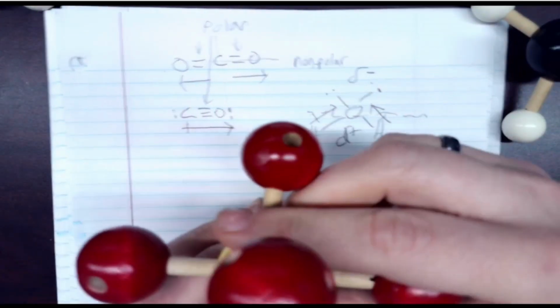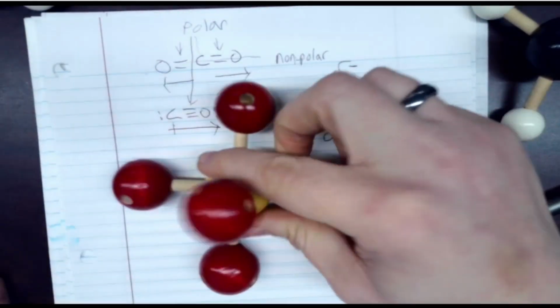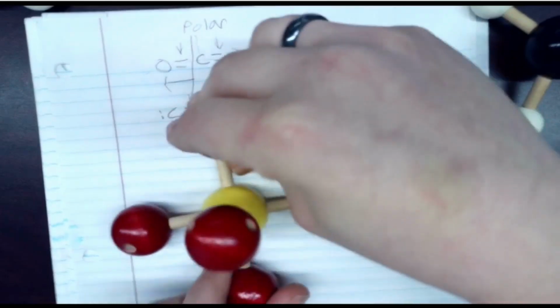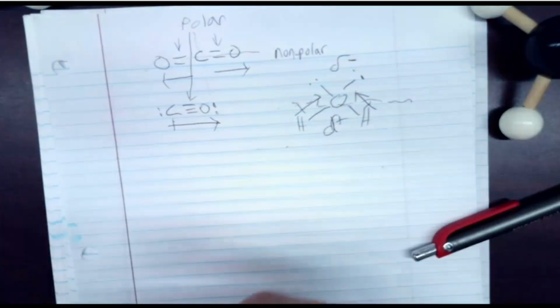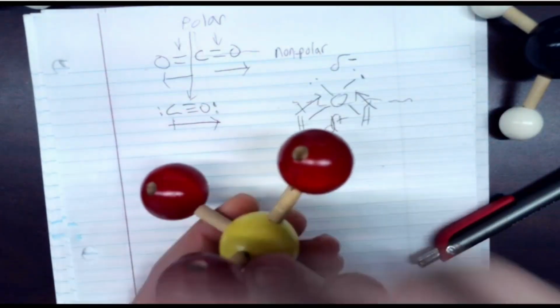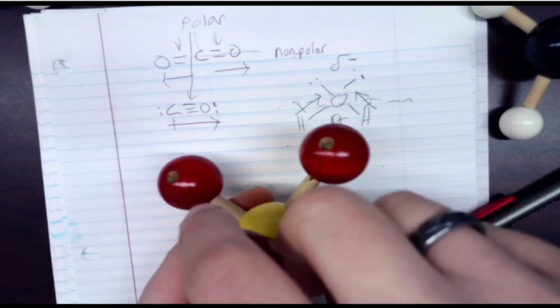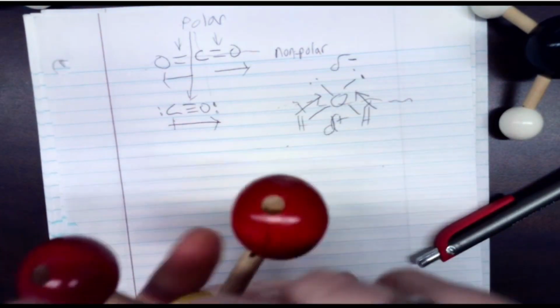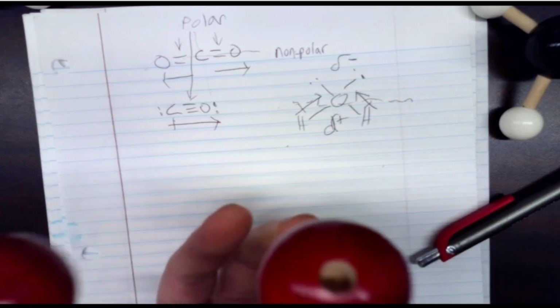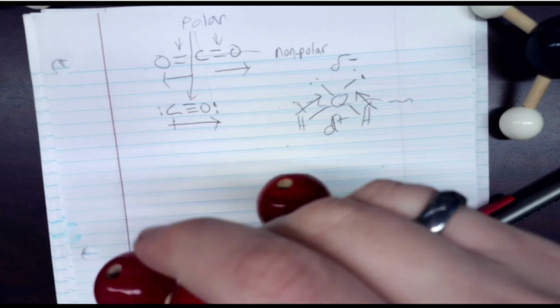But if I take one atom off, these two guys still cancel. These two guys still cancel. But where is this guy's pair? His pair is gone. Suddenly we lost a plane of symmetry, so suddenly it could be polar.